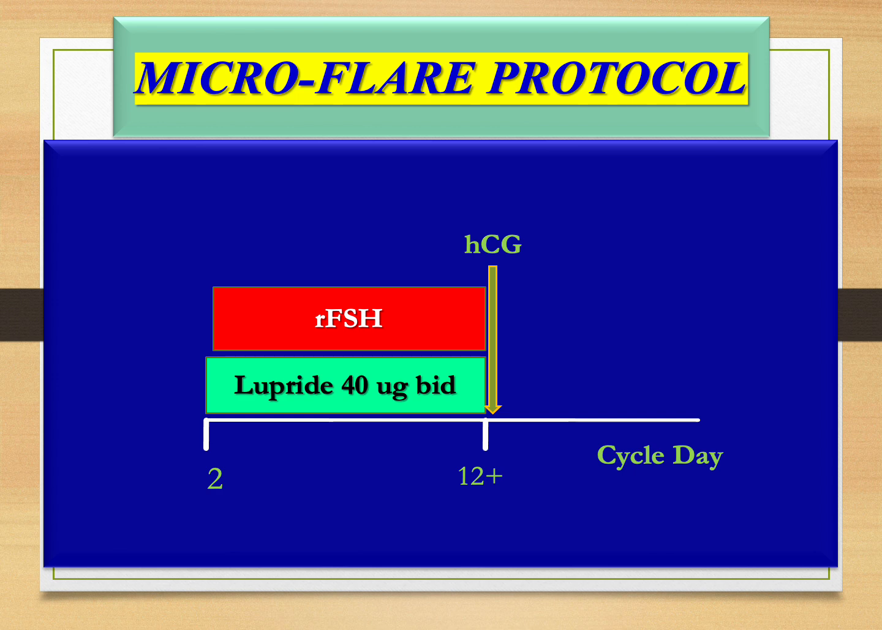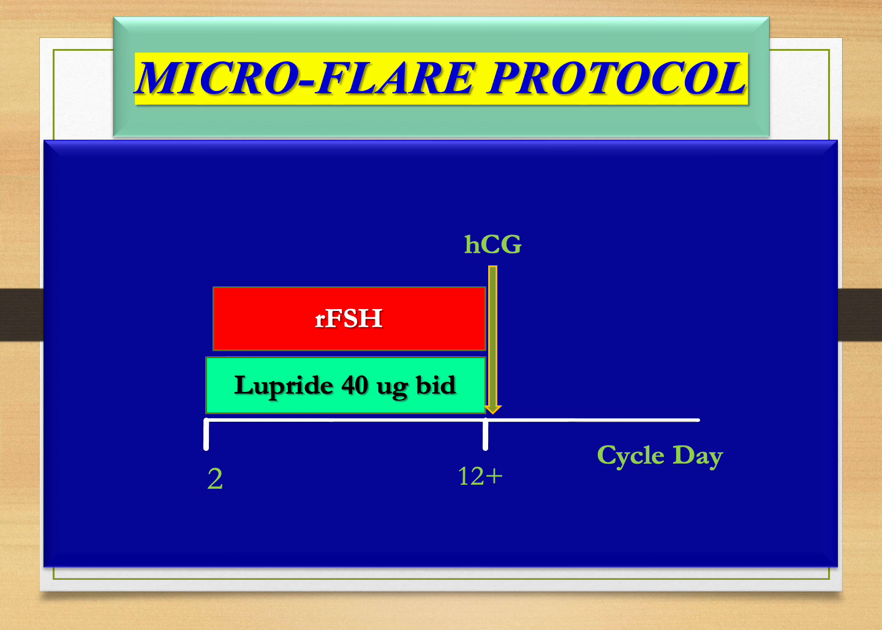So the differences between the short protocol, ultra short protocol and microflare protocol are based on the agonist. In the short protocol, we give it starting from day 2 till the day of HCG. In ultra short, day 2, day 3, day 4, and in microflare, the dose of the leuprolide is very low. So this was all about the agonist protocols.